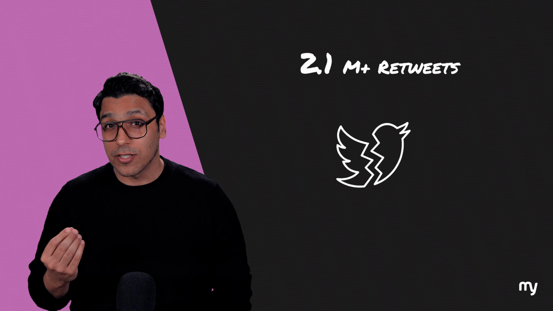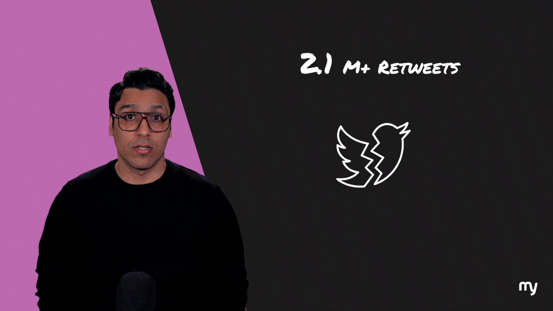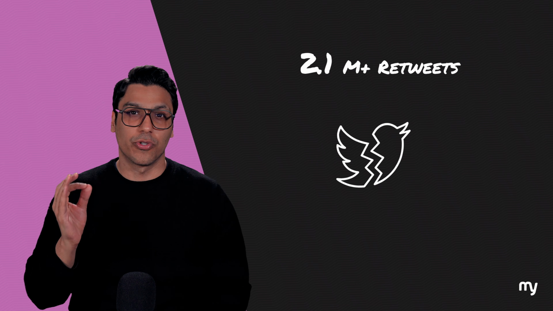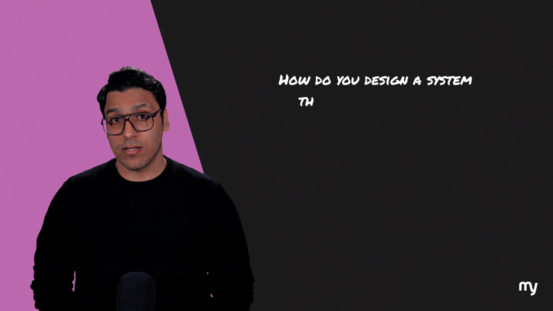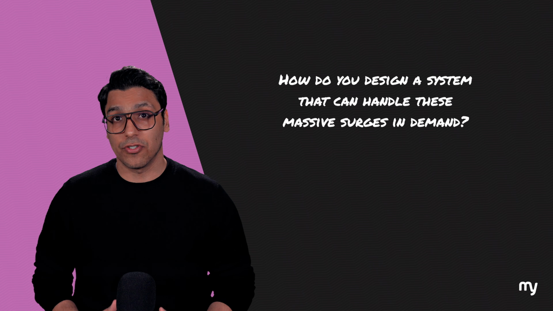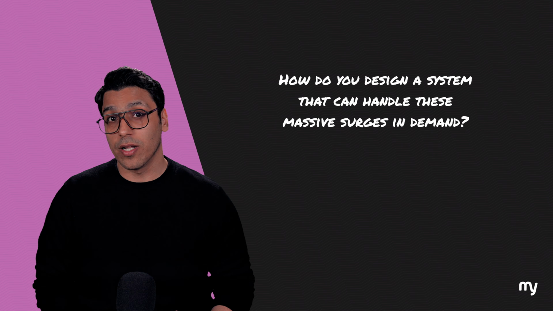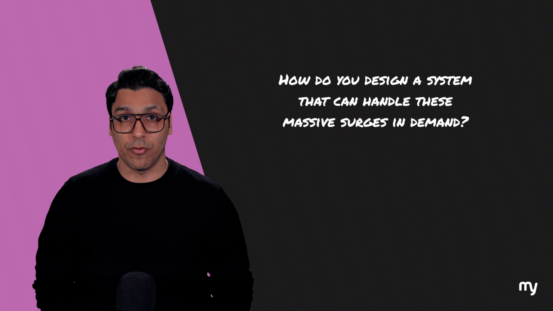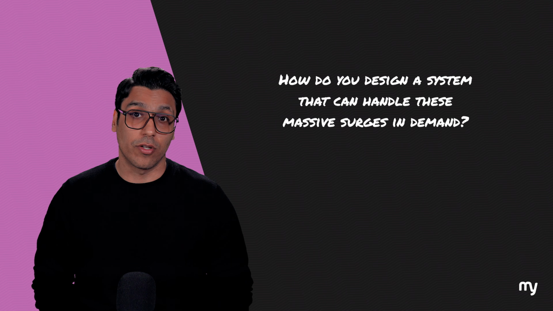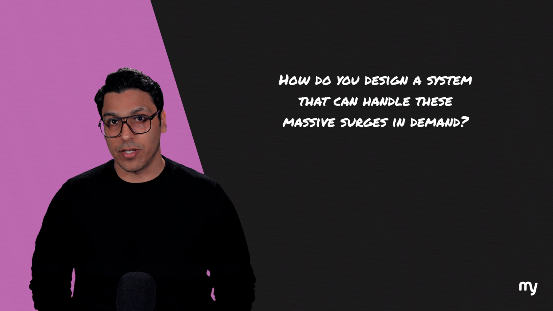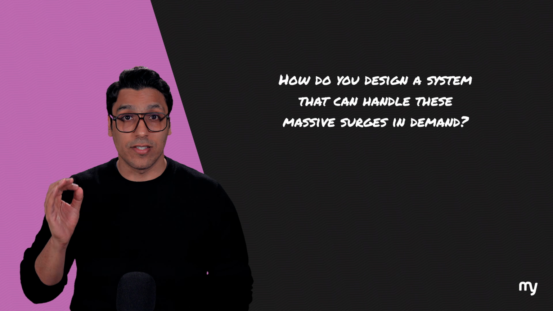Why? Because the sheer spike in their traffic overwhelmed their systems. And this brings us to a crucial question. How do you design a system that can handle these massive surges in demand? Whether it's millions of users retweeting a celebrity photo or thousands of customers flocking to your platform during a Black Friday sale, the answer lies in scaling.